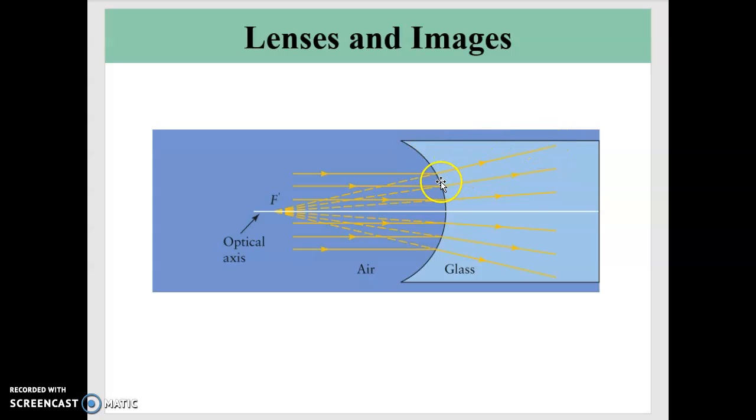But they're all going to get bent in such a way that it would appear that if I trace the refracted beams backward, they all originate from the focal point of the lens. So in the diverging lens case, the rays appear like they are coming from a specific point when they're really not, but it looks like it.